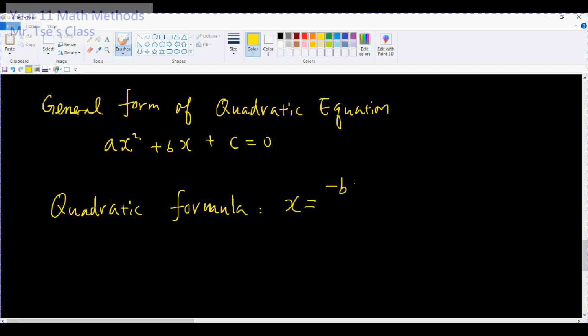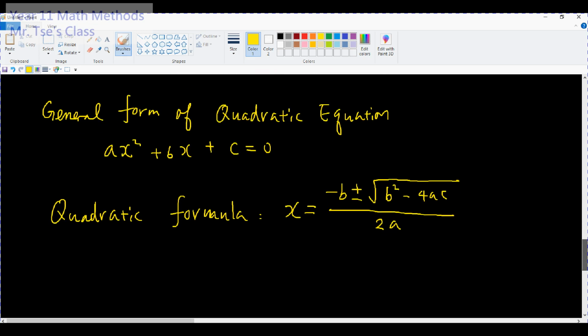So it's minus b plus or minus the square root of b squared minus 4ac, and the whole thing divided by 2a. It's a very complicated equation, but you don't need to worry too much about memorizing it, because in the exam it will be in the formula sheet, so you don't need to worry about forgetting the formula in the examination.